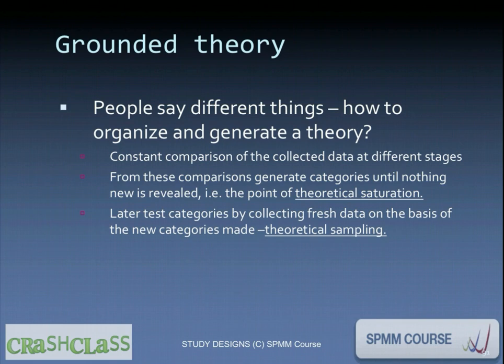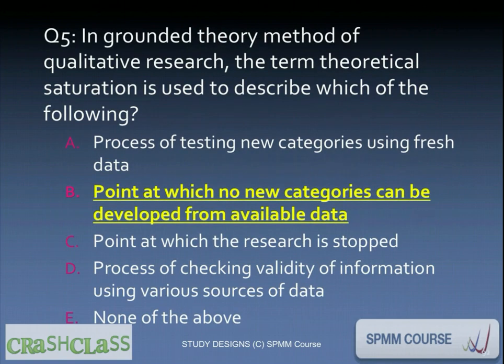So what you have reached at patient number 8 is theoretical saturation. What you did with patients 9, 10, and 11, that's called theoretical sampling. Okay, so together, all these processes are called grounded theory. The whole approach is called the grounded theory approach. This is what we do in qualitative research. So this question: in the grounded theory method of qualitative research, the term theoretical saturation is used to describe which of the following? The answer is B, point at which no new categories can be developed from the available data.